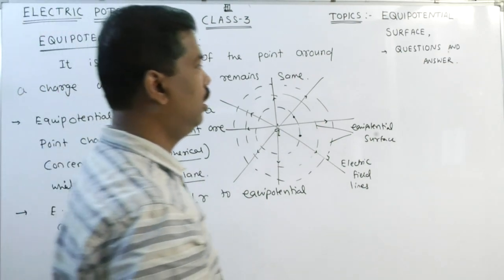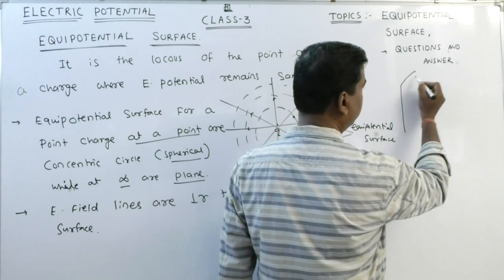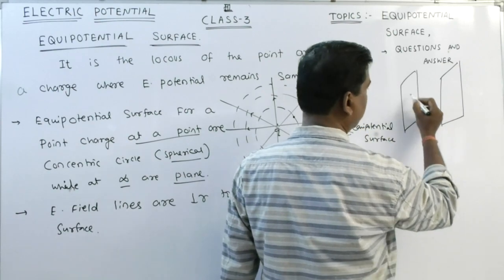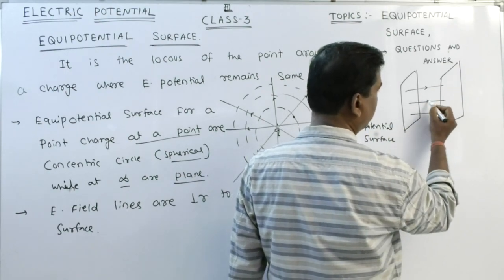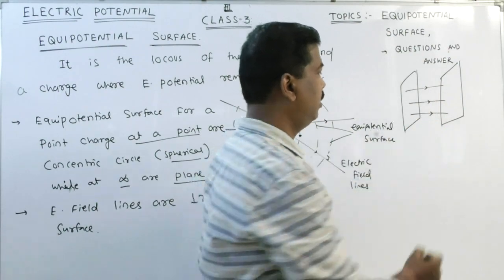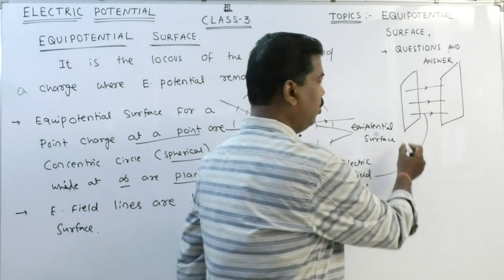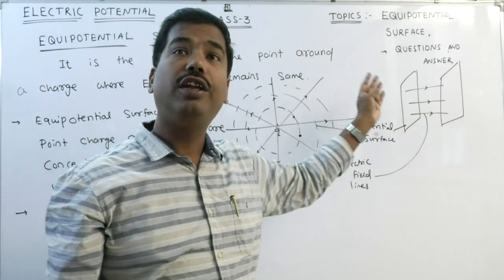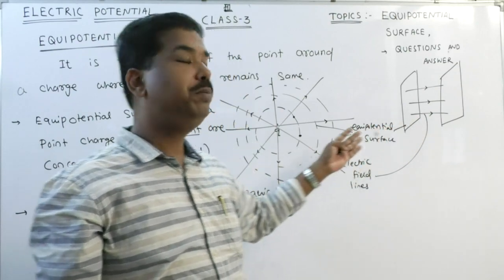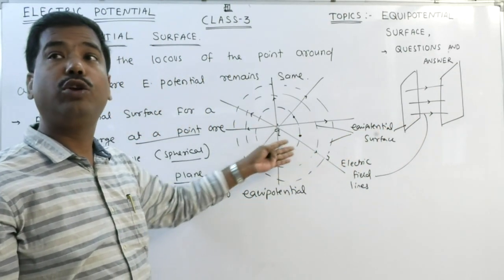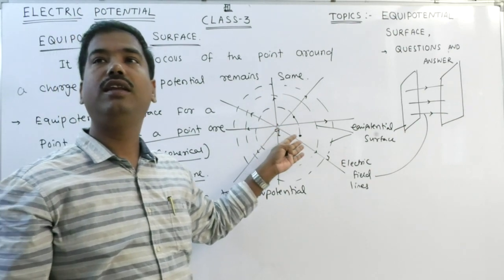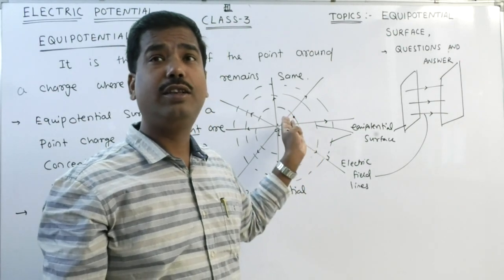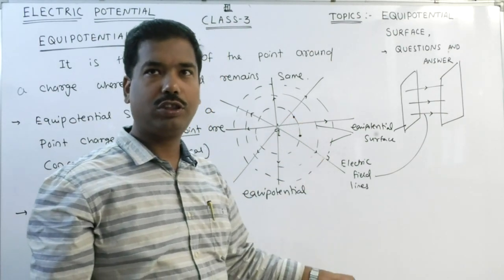These are electric field lines, while this is the equipotential surface. If the source is present at infinity, then the equipotential surfaces are plane. If the source is present nearby, then the equipotential surfaces are spherical. This is an important short question. Clear? I hope this was the question in 2020.